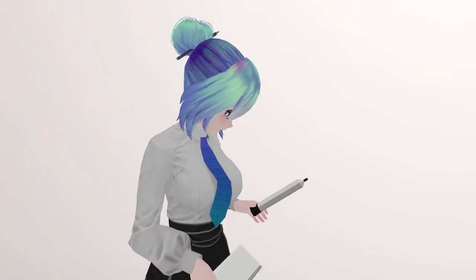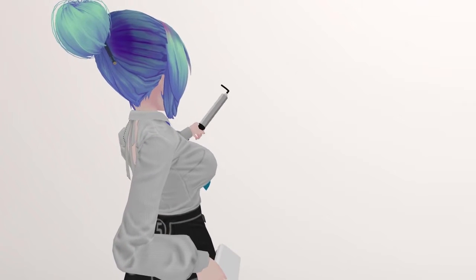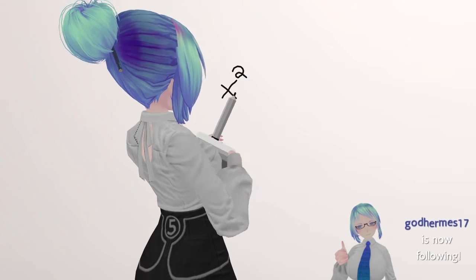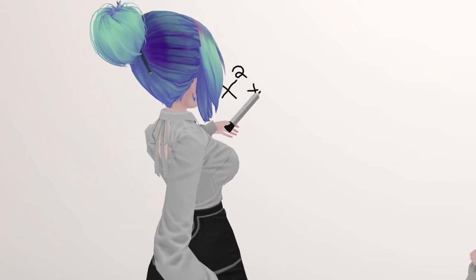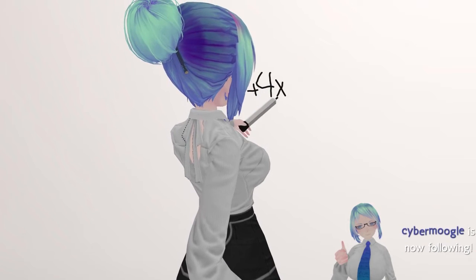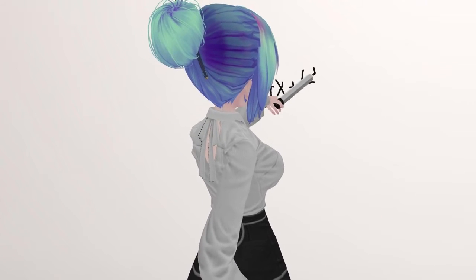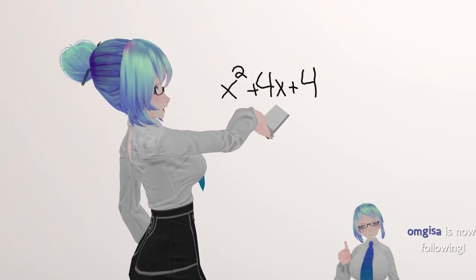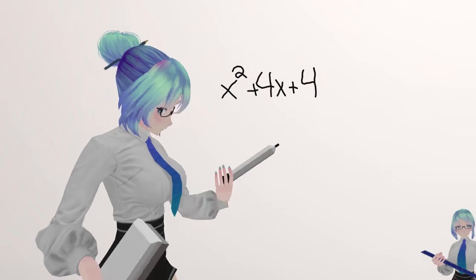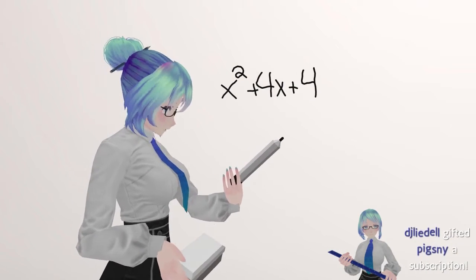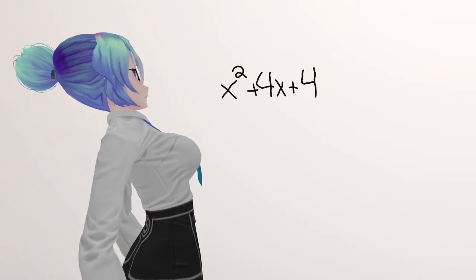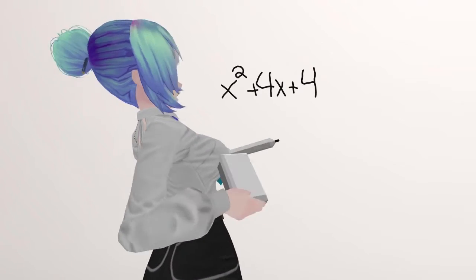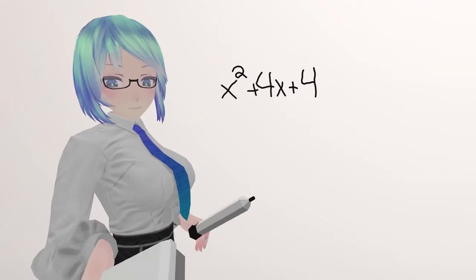Okay, now let's start with x squared plus 4x plus 4. Okay, here's our polynomial. We got an x squared, we got a 4x, we got a 4. How the heck do we turn this backwards? How do we turn this backwards? I don't know. Okay, so first thing you know is this.